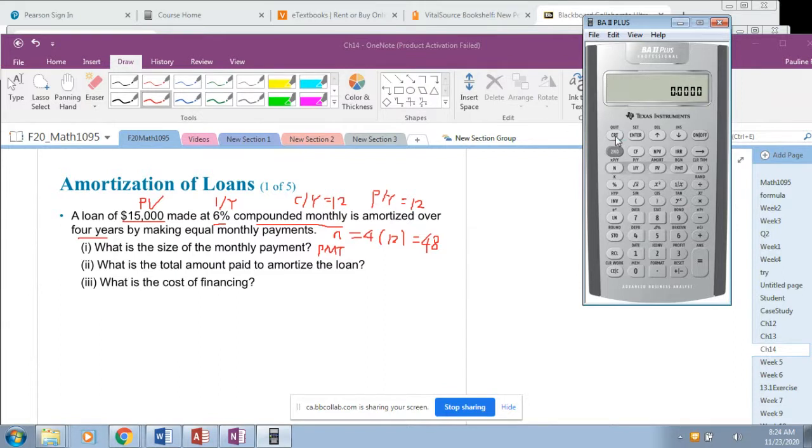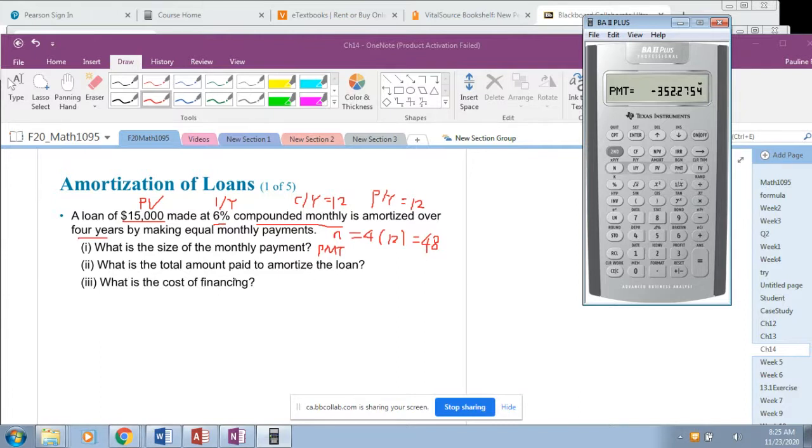Second quit. Now enter 15,000. That is your PV. 6 is IY. 48 is the term N. And 0 is FV. Then you compute PMT: $352.28. So that is the size of the monthly payment.